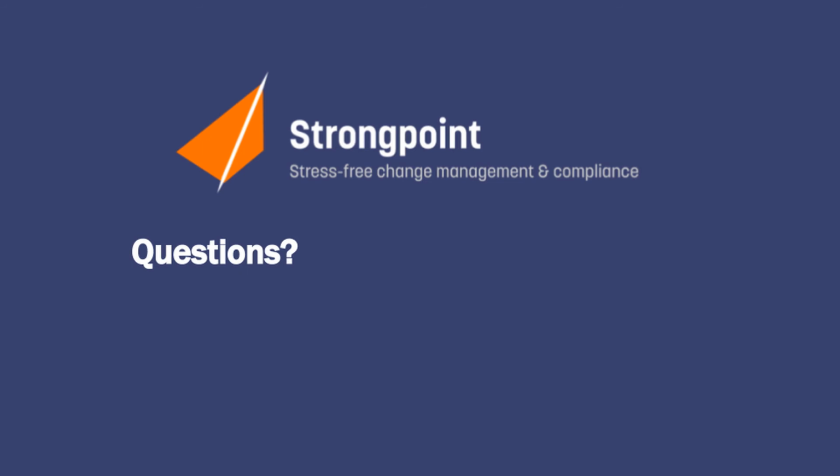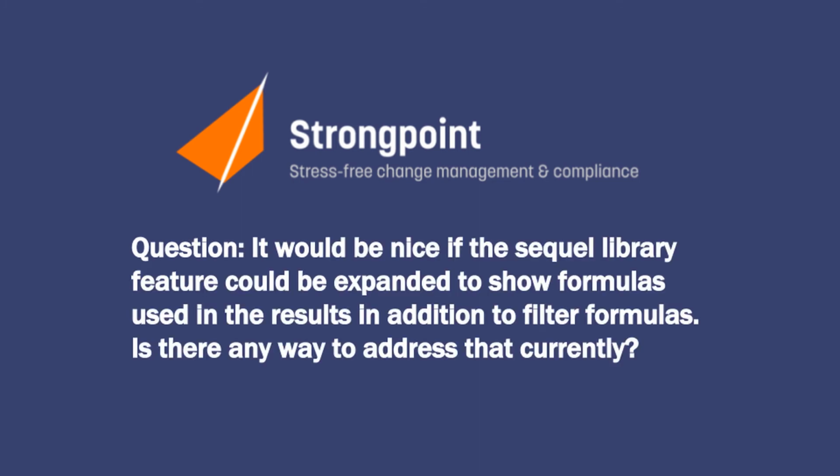So here's one. It would be nice if the SQL library feature could be expanded to show formulas used in results in addition to filter formulas. That's actually a good feature enhancement. Is there any way to address that currently, Valerie or Romana? So I'll just repeat it. It would be nice if the SQL library feature could be expanded to show formulas used in the results in addition to filter formulas. So right now it shows both. If you have a formula that's used in the criteria or if you have a formula that's used in the results set, it will show up in the SQL library.